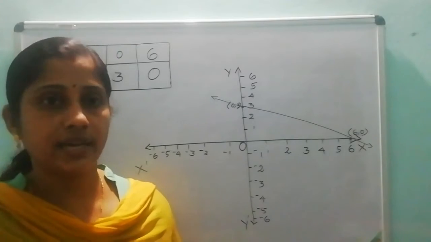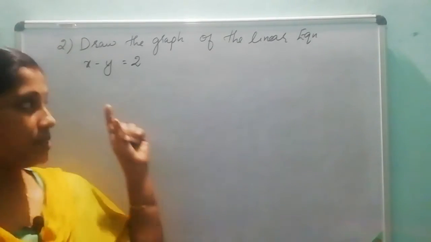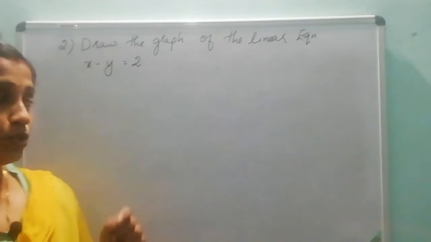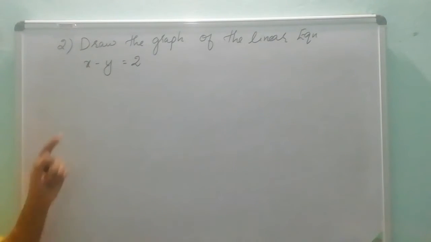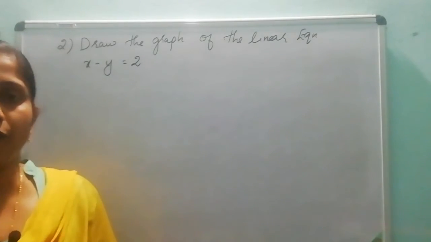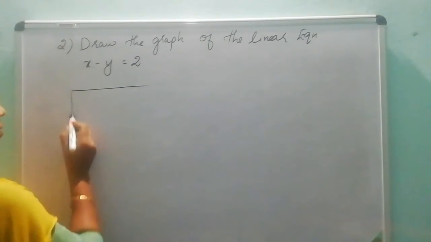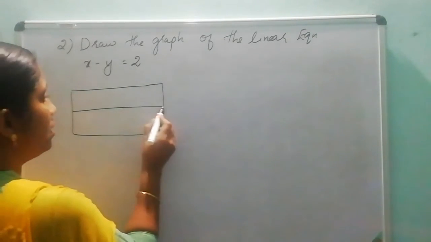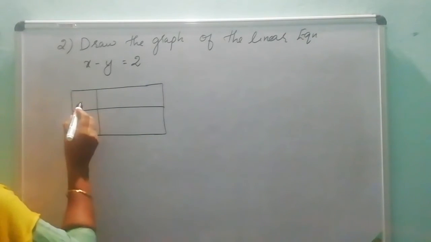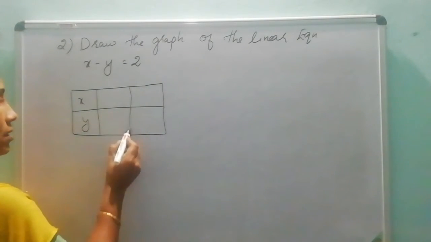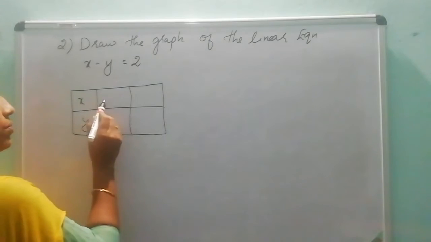We can do one more example. Okay, we can do the second question. Draw the graph of the linear equation x minus y is equal to 2. Here x minus y is equal to 2. First you have to find the solution. You have to find a minimum of two values. Then first we can draw the table. If we do it like this, then it will be easier. Some calculation we can do in our mind itself. Then x, y. First we can put x is equal to 0.